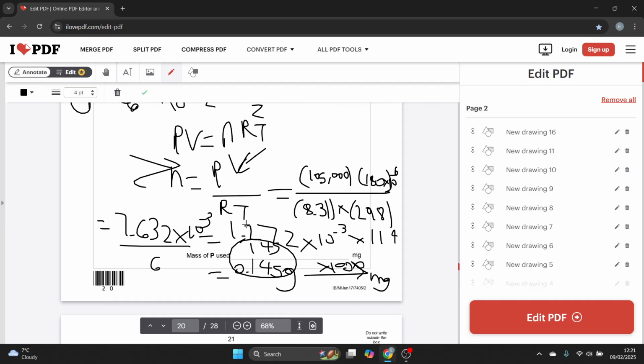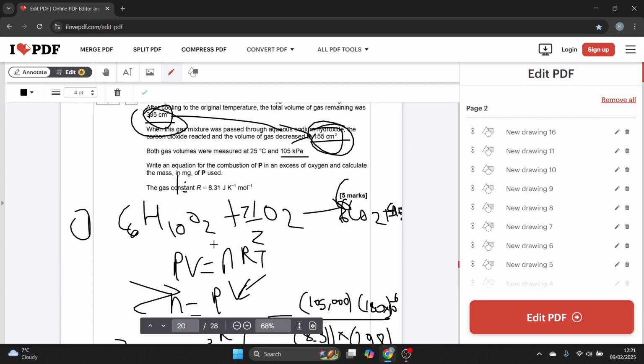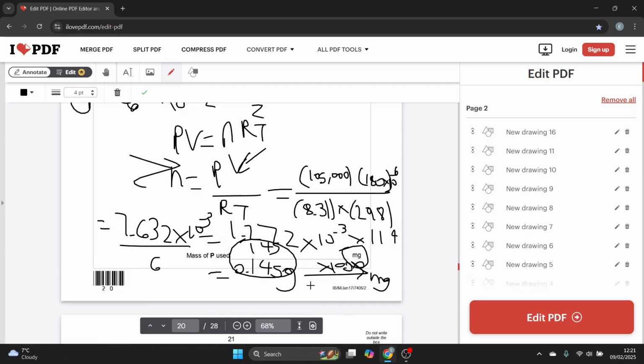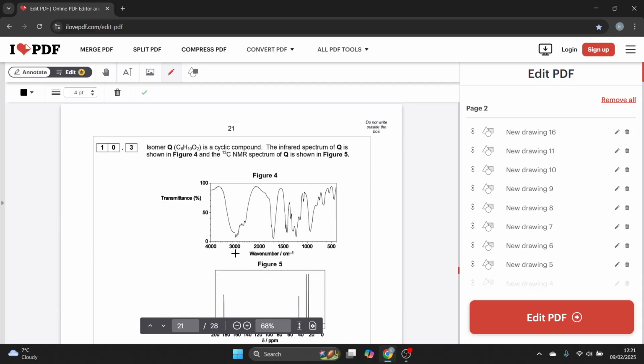Then you can work out the mass. Moles is mass over Mr. Mass is going to be the moles times Mr, but that's the mass in grams. I want the mass in milligrams, so then I times it by 1000 to get 145 milligrams.